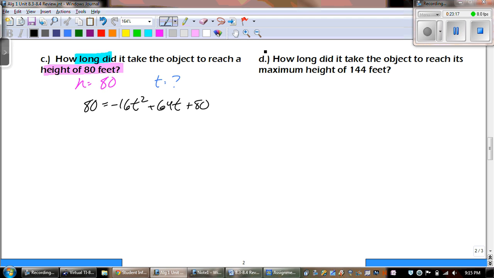Well, how would we solve this? Well, first we want to get it set equal to 0. So I subtract the 80 from both sides, and we get 0 equals negative 16t squared plus 64t plus 0. So you guys tell me how to solve this. Okay, you guys are all on your own. Pause the video and good luck.